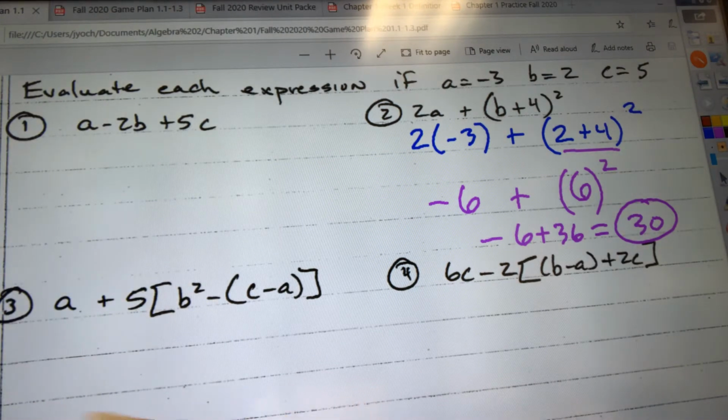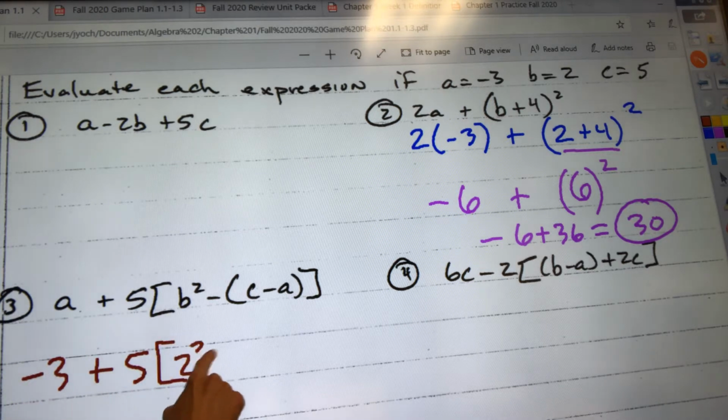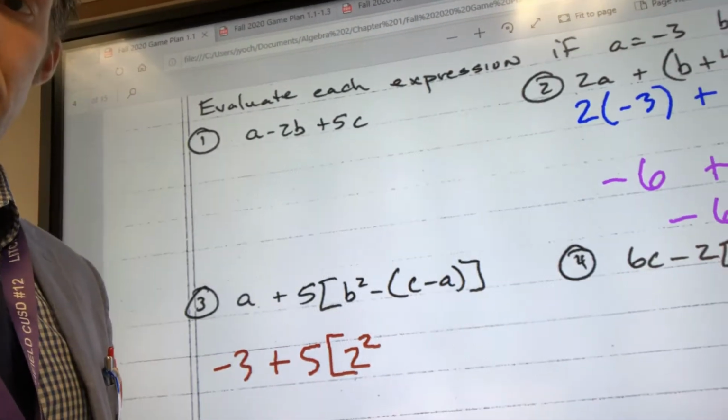3 needs to be in the video. A plus 5. What's B squared? Again, when I'm not squaring a negative, I don't necessarily use the parentheses that much. Okay, so let's move you over a little bit there.